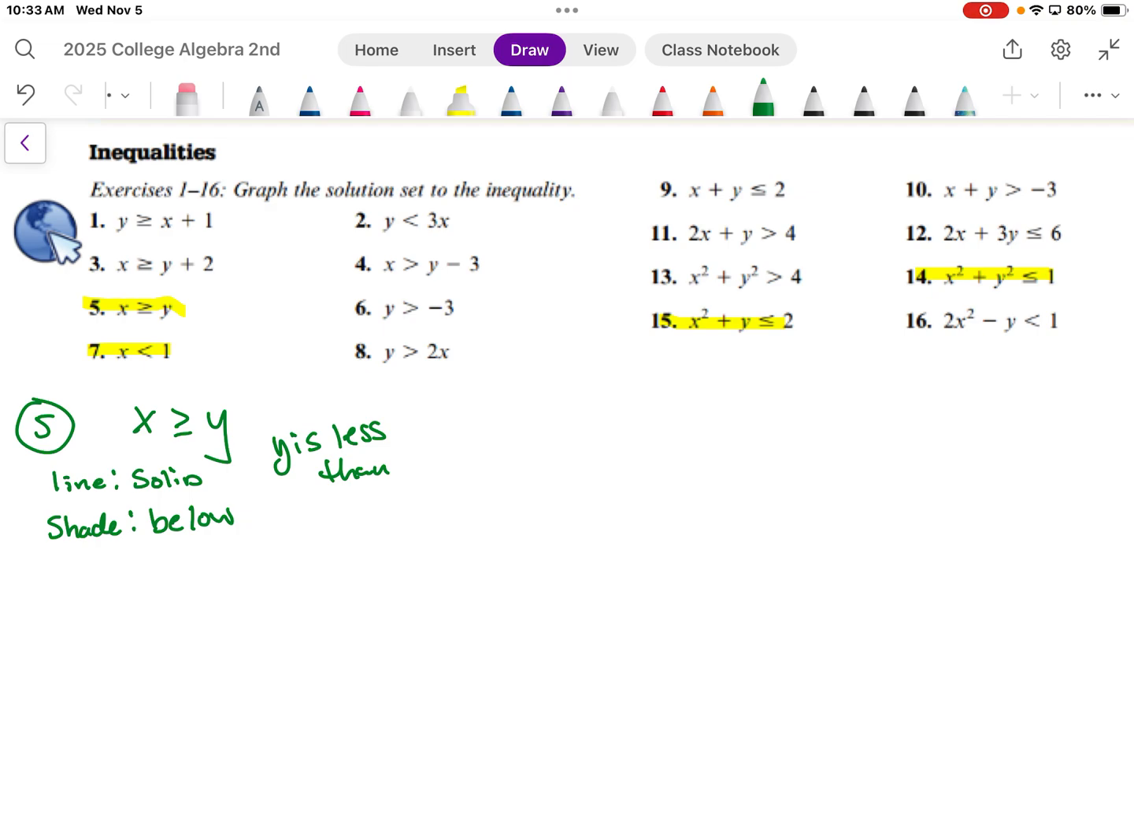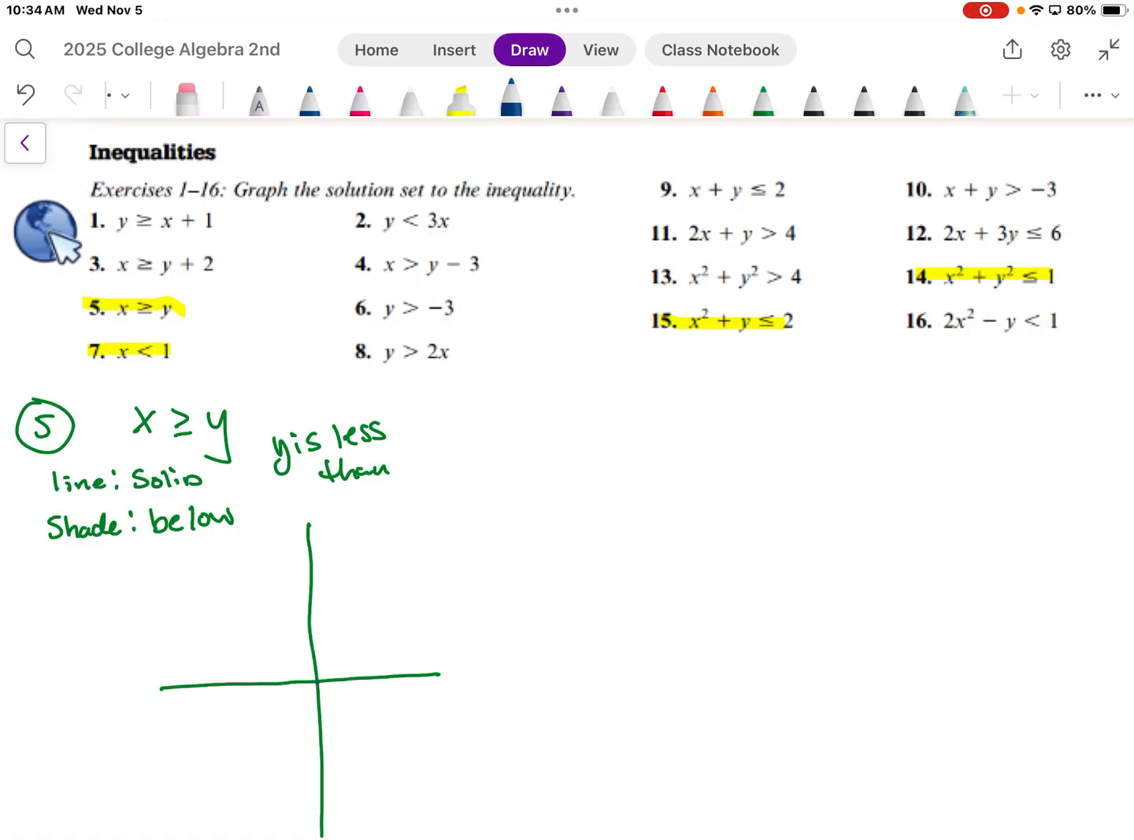So as we look at it, y is less than or equal to x. That means a solid line, and then shade below. With that in mind, if I go to graph, I draw an XY axis. Now, what's the origin? Is it my x-intercept? Where the lines cross. Thank you. So the origin is right here.